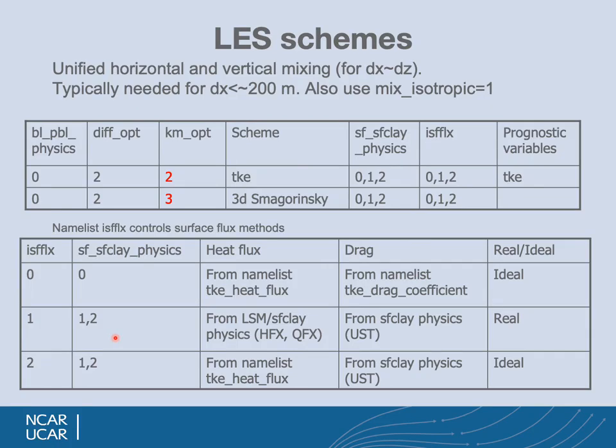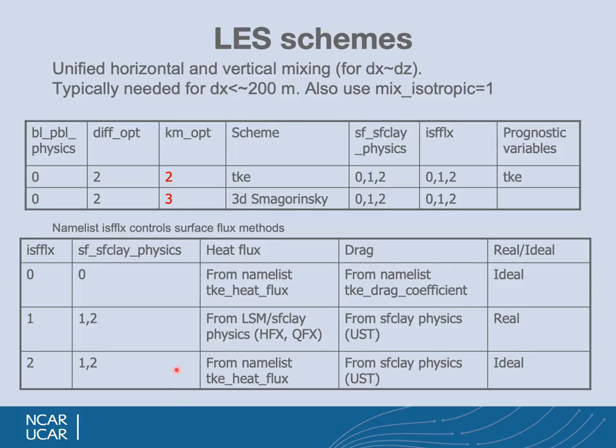Option 1 is the more normal situation for real data cases. So isurface flux 1 is typically on for all your real data namelists. And when you do that, the heat flux is coming from the land surface model, and also the surface layer physics has to be activated to provide the land model with exchange coefficients. And then the drag is coming also from the surface layer physics via U star. So this is how the surface layer normally provides information to the rest of the physics. It also provides it to the LES scheme.